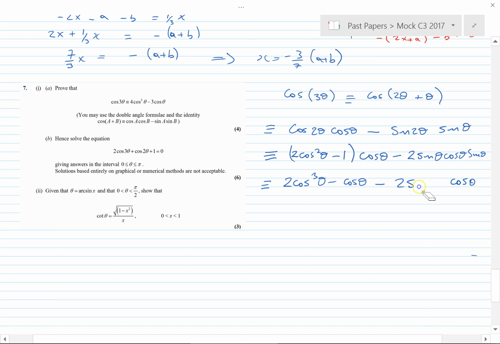Okay, maybe save a bit of time here and put 1 minus cos squared theta there, because we want it entirely in terms of cos theta. So that comes to, well, we know what we want to prove, and let's just do one more line just in case. I was just going to write the answer there, which I think would probably be okay, but there we go.